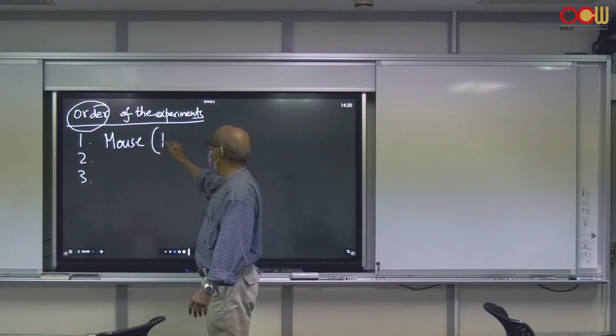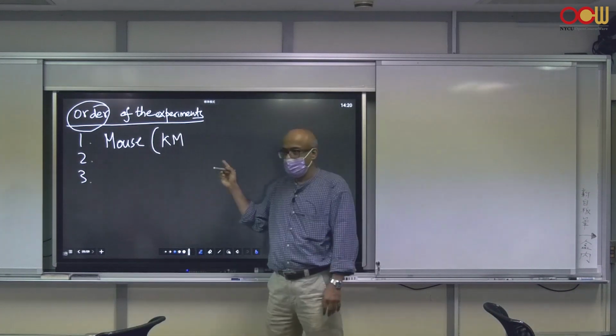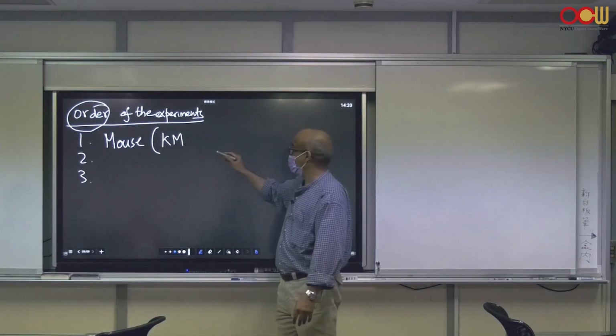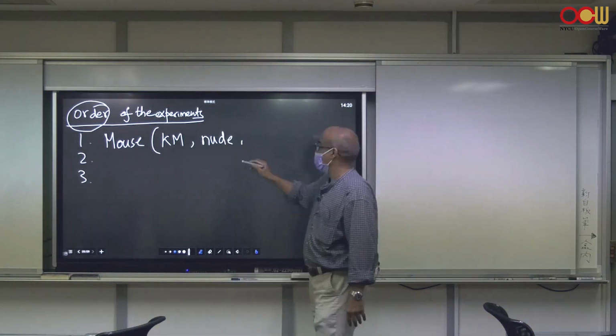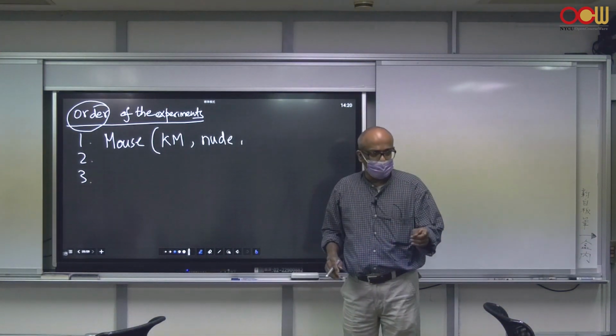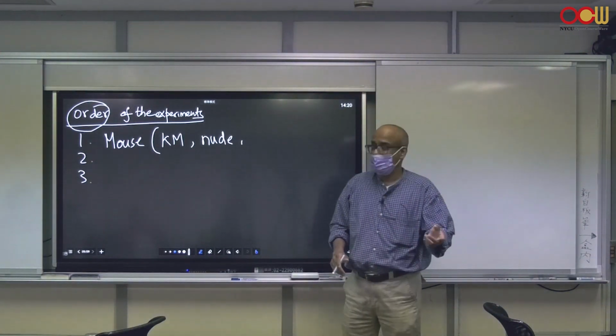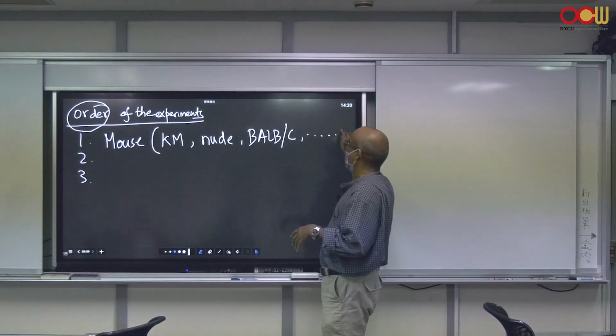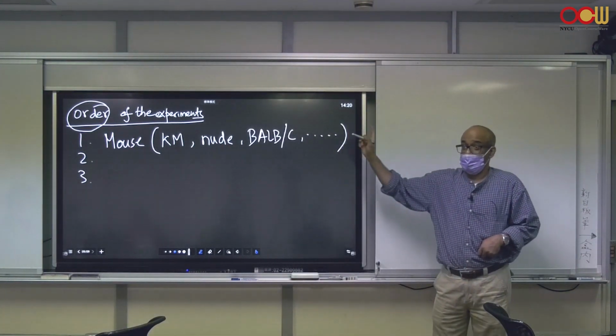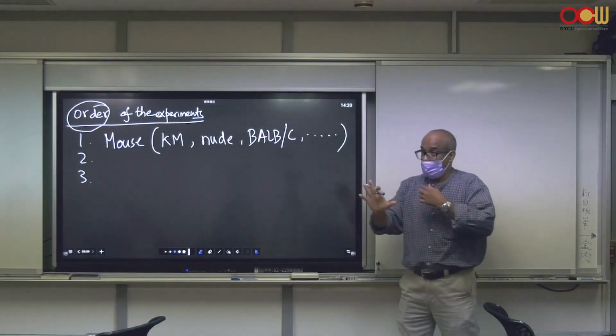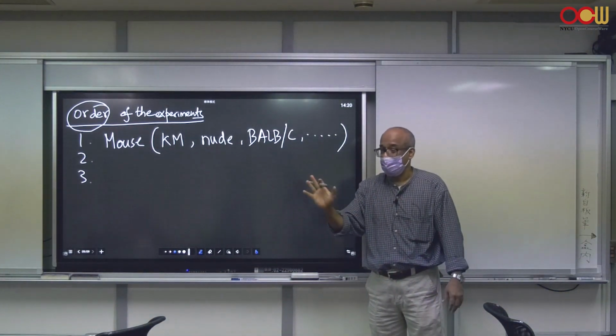So for example, your mouse can be a KM mouse. It's called Kunming mouse. It can be called nude mouse. And there are many groups, like the one we have used is called BALB-C. So there are many kinds of mouse. You have to tell what kind of mouse you have used. I am talking about now in vivo work.